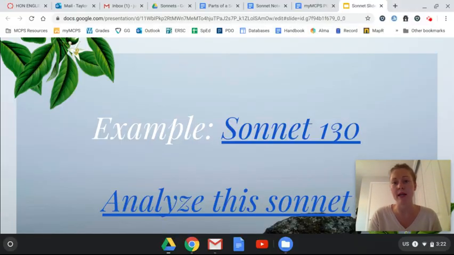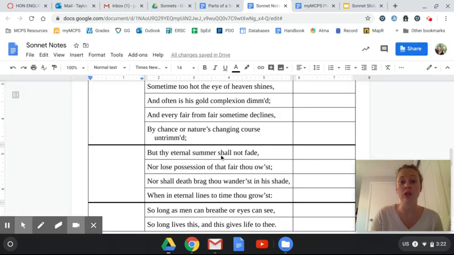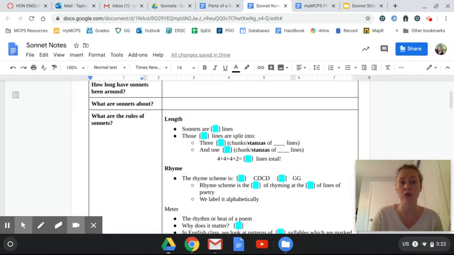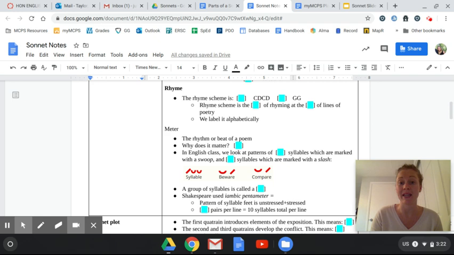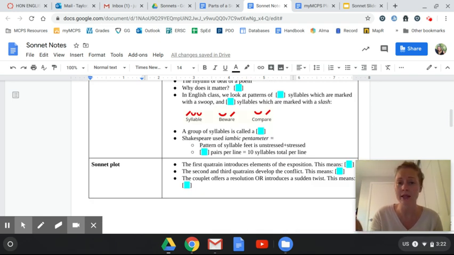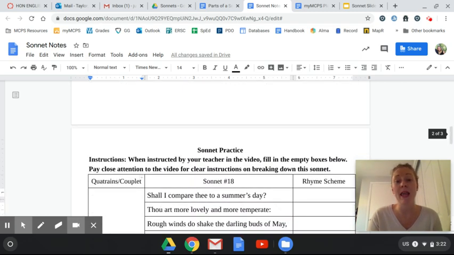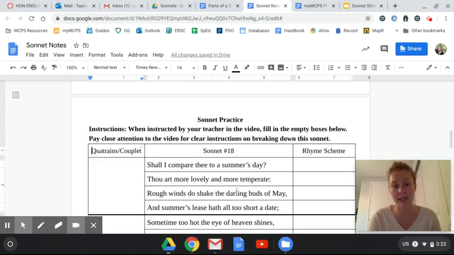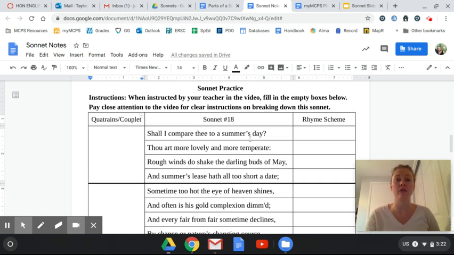So what I want you to do right now, I'm going to go into your notes document. At this point, you should have been able to fill in your notes up here. All of these notes should be filled in. If they are not, just go back into the slides and pull the correct answers to fill in your notes document. Now you are on the sonnet practice portion of your notes. It says sonnet practice, when instructed by your teacher in the video, fill in the empty boxes below. Pay close attention to the video for clear instructions on breaking down this sonnet.